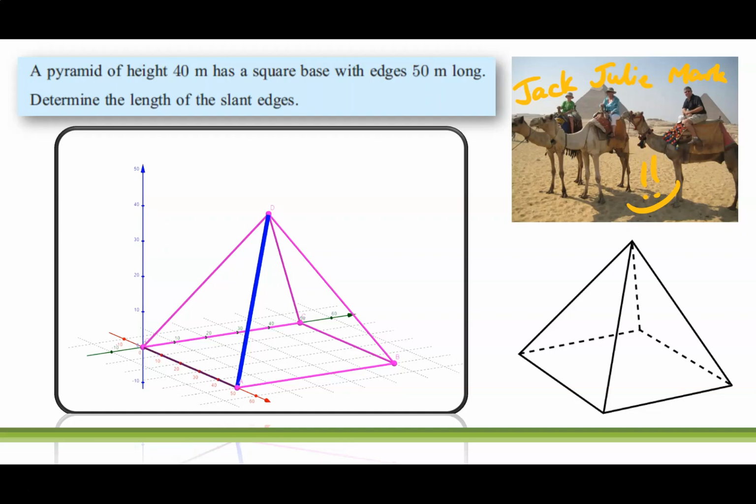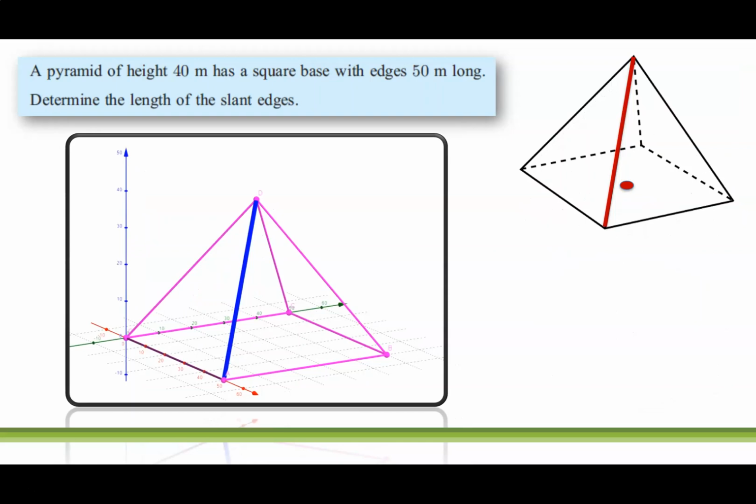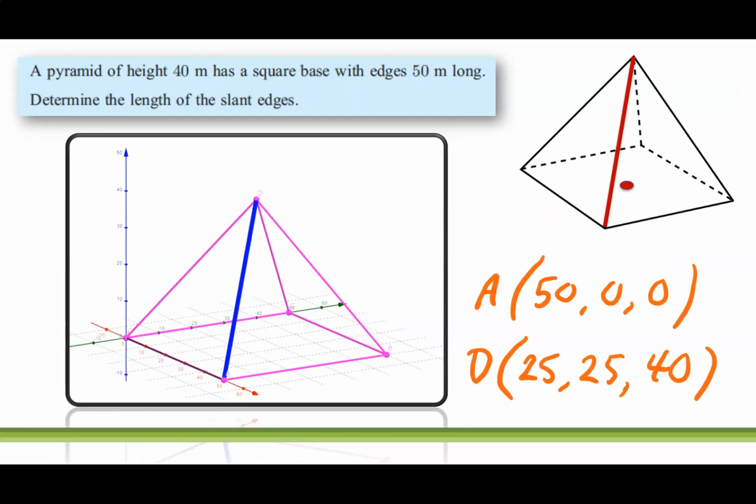So I'm going to try and come up with coordinates for the different points. Now I've selected to go with point A and point D. So what that means here is I'm going to have A is 50 in the X direction, 0 in the Y direction, and 0 in the Z. And since D is right above the middle, as I've diagrammed there, I'm going to drop a point right there, that means it's going to be 25 in the X, 25 in the Y, and of course, as advertised before, it's at a height of 40, hence the coordinates that we have here.